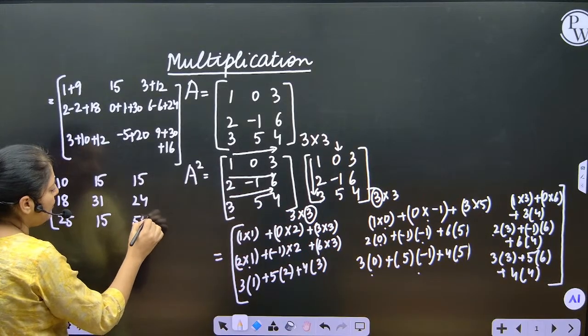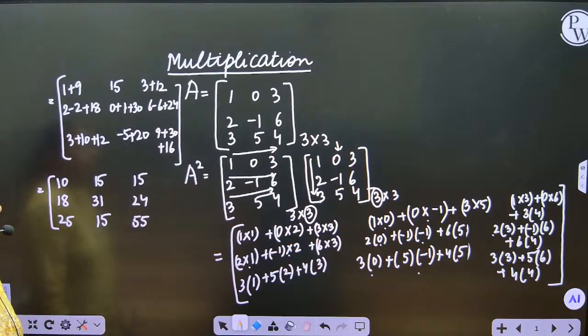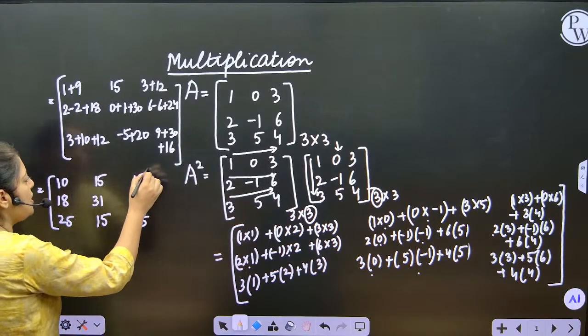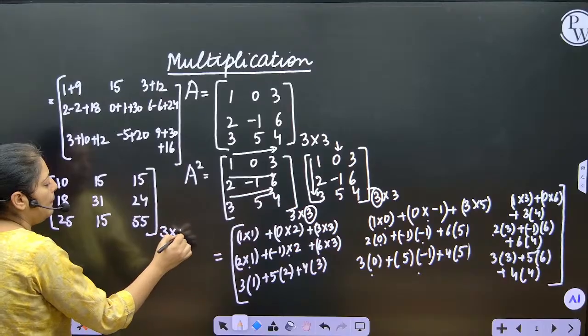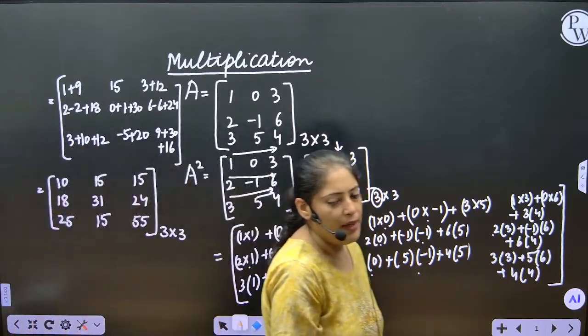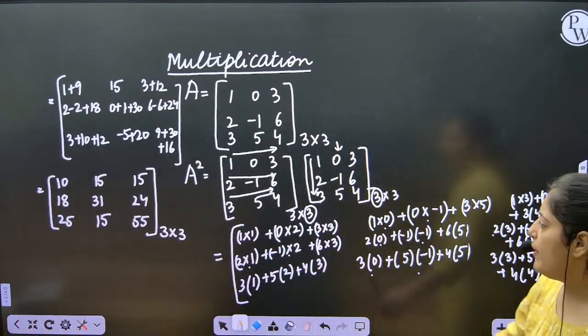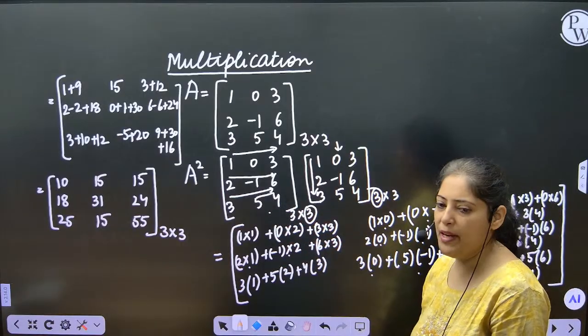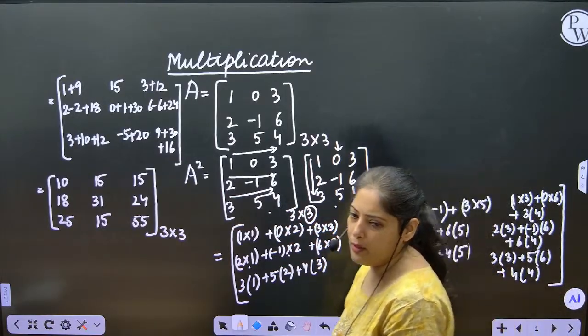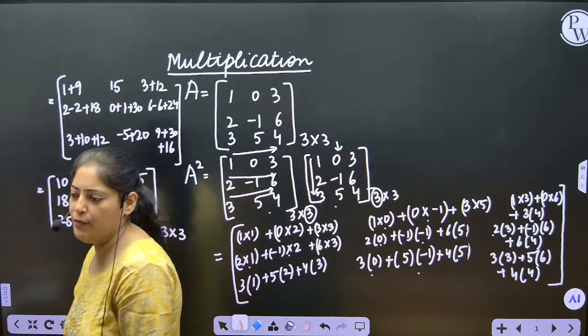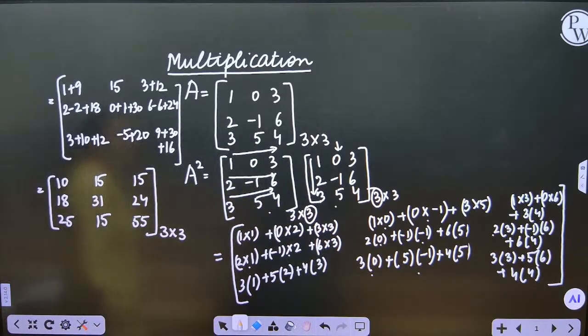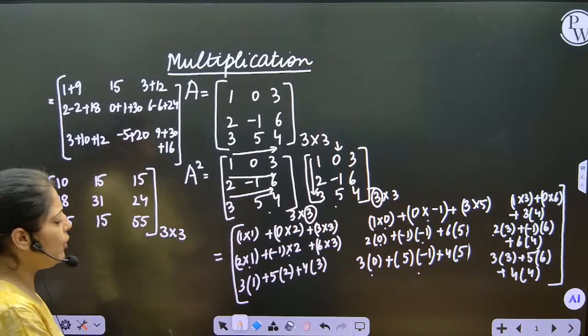55. Okay. So this is my A square, which I have got when I multiplied the given matrix with itself only. Just have a look once. Any doubt? Instead of using a new page, I just wrote it on the left side.